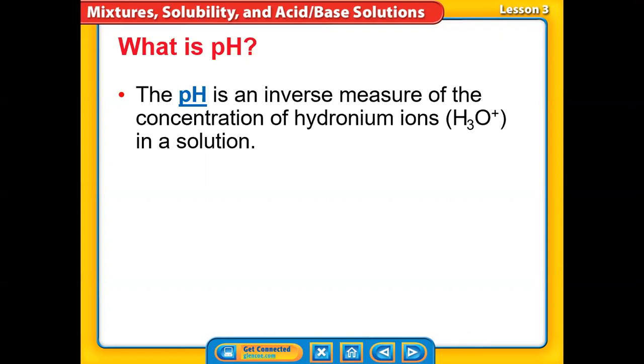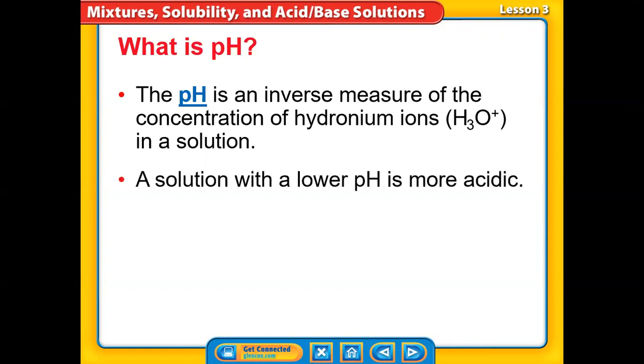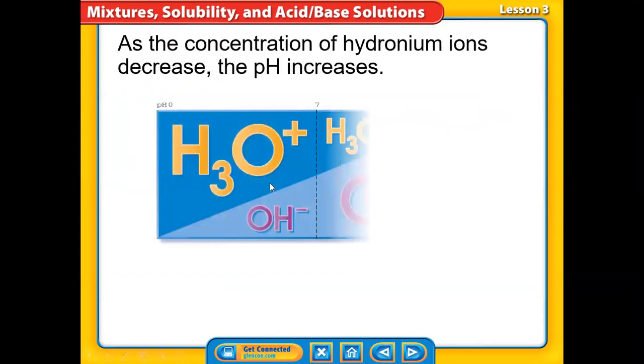The more hydronium ion available in the solution, it means it's acid, and the fewer hydronium ions found in the solution, that is base. So a solution with lower pH, that means the number of pH is low, will be more acid, because as you can see here, we said inverse measure. That means the lower the number, the more acidity, because it's inverse.